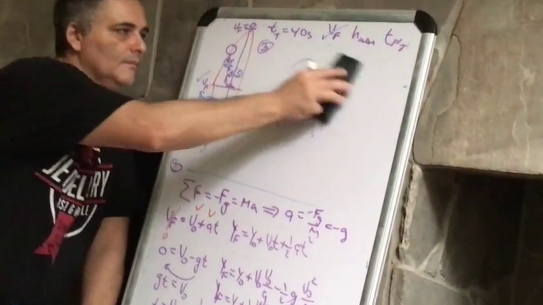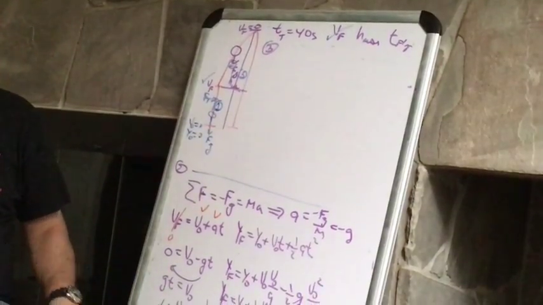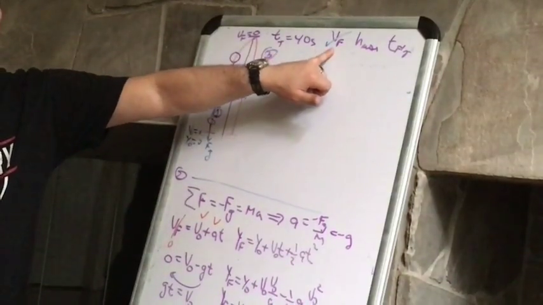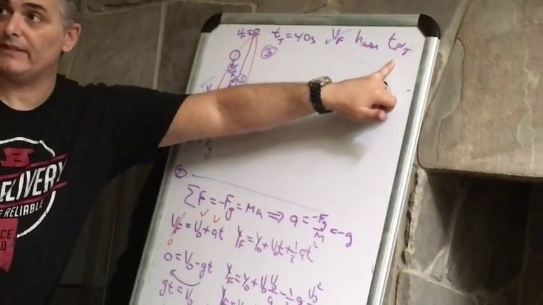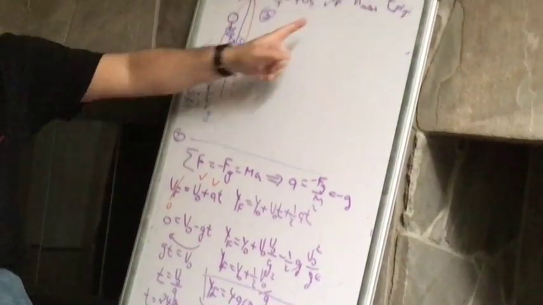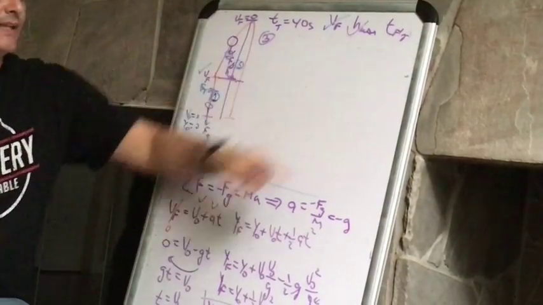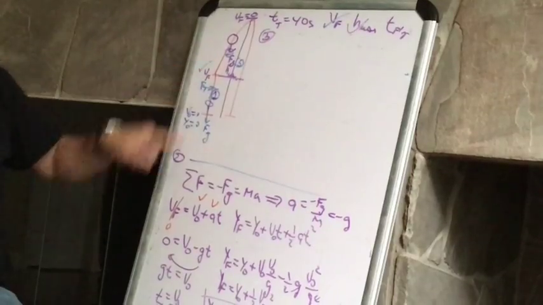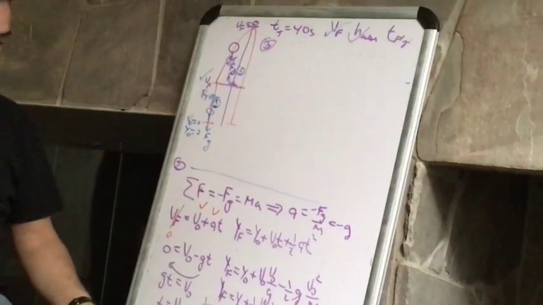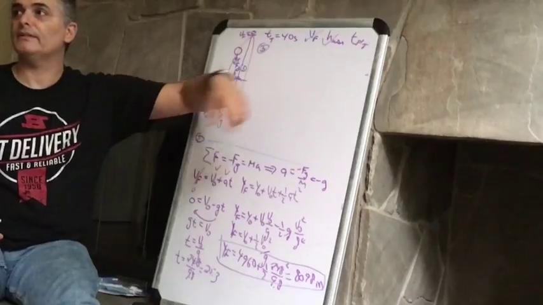May I ask a question? After you did Y max, you went back to T. Is it just because we didn't plug the number in at first? This question asks us for V final, H max, and T of flight. So the reason I went back to T is because I answered 1 and 2, and now I have to say T flight, but I can't answer T flight without knowing the time. So I just plugged the number in. Theoretically, you could have never plugged the number in if it wasn't asking for the time of flight.